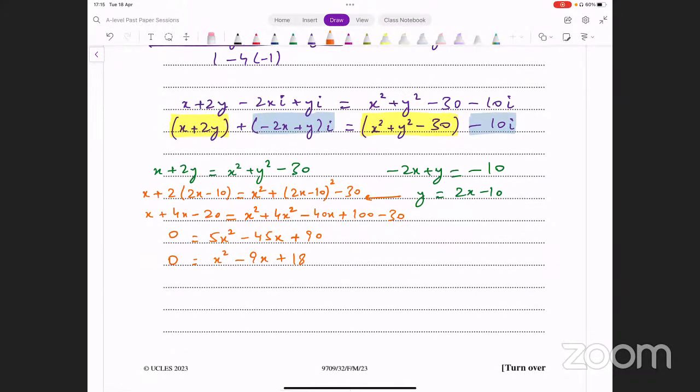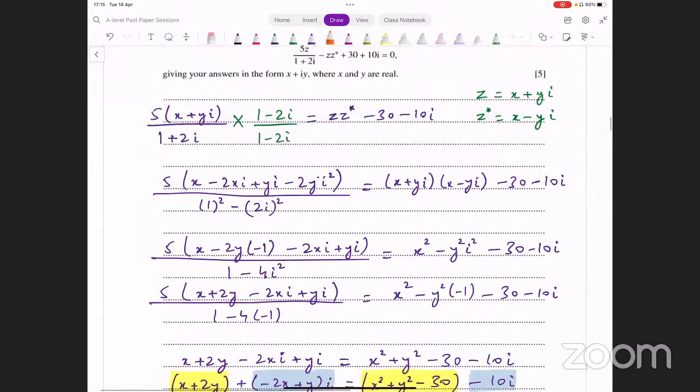We can see if we can factorize this. If not, we can input values in the quadratic formula. We can, in fact, factorize this. This is x² − 6x − 3x + 18 = 0. We get two factors from this, (x − 6) and (x − 3). So that gives us either x = 6 or x = 3. These are the two possible values of x that we're getting.